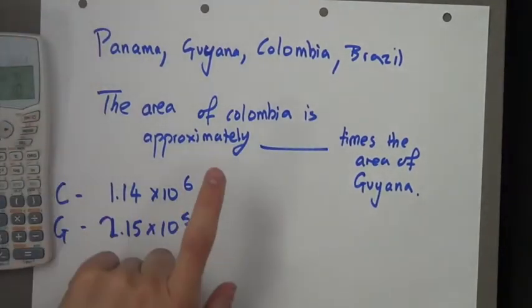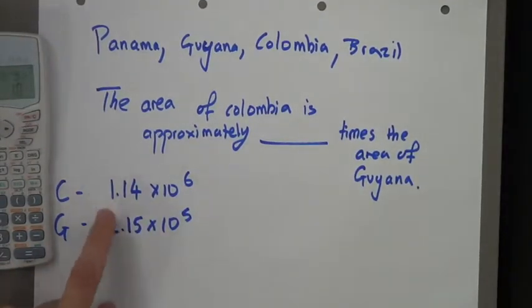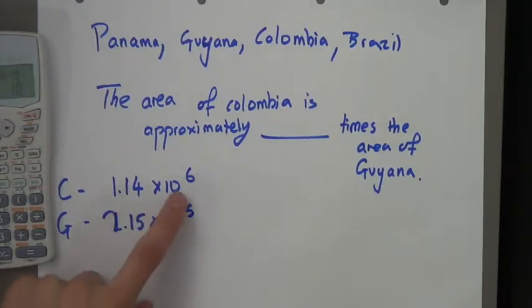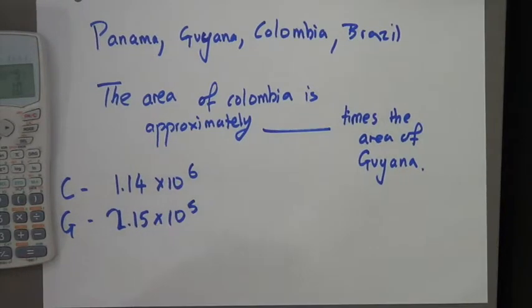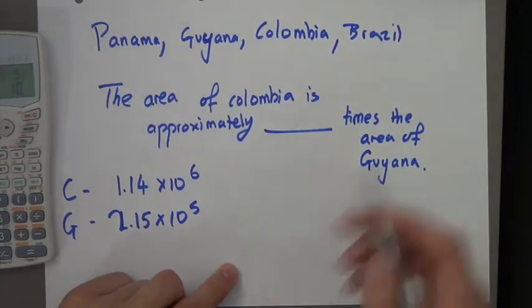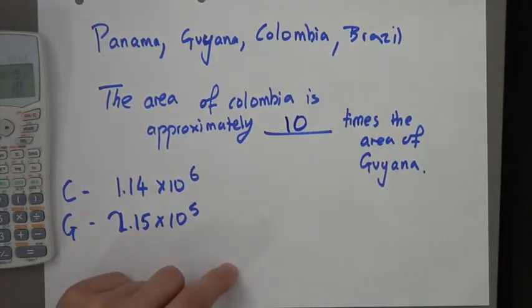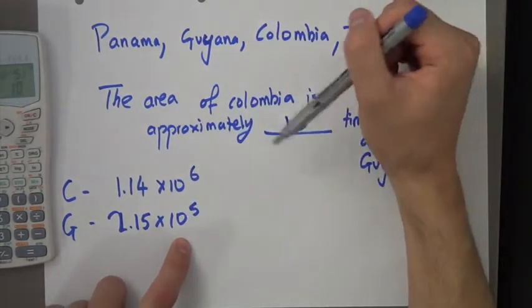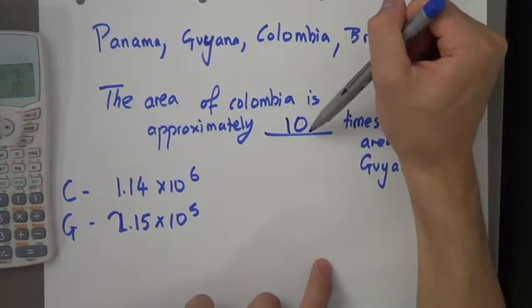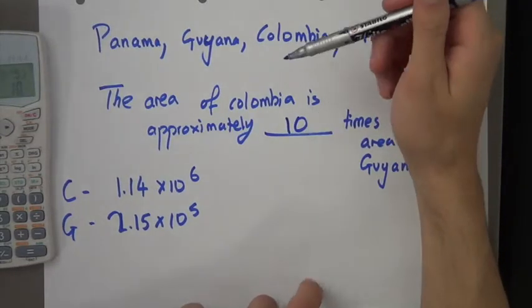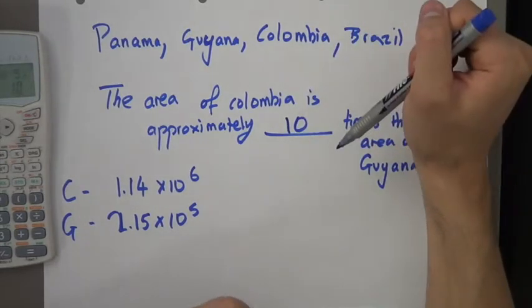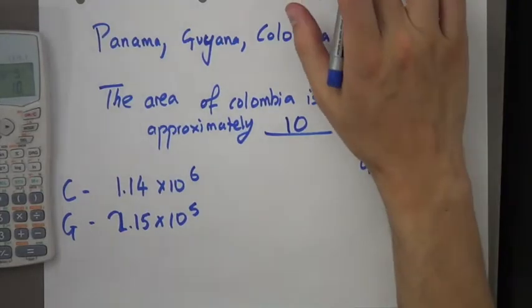Now it says approximately, so these numbers, because they're very close, like 1 is almost 2, that difference is minuscule, very small compared to 10 to the 5 and 10 to the 6. So basically, the answer is going to be 10 times. Because even if you did 1 times 10 to the 6 and 2 times 10 to the 5, you would get a number that is close to 10. But because it says a whole number to put in this space, you would put 10, because 10 is a whole number. So that's the answer to that question.